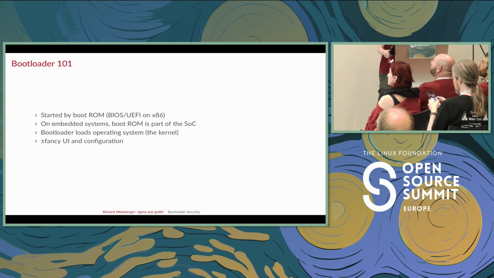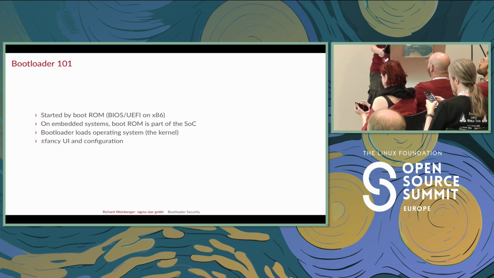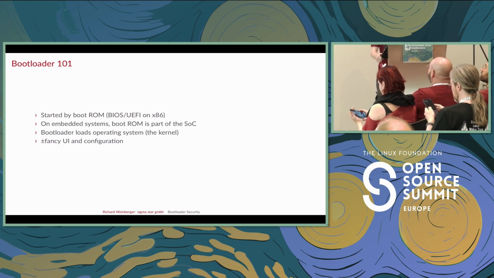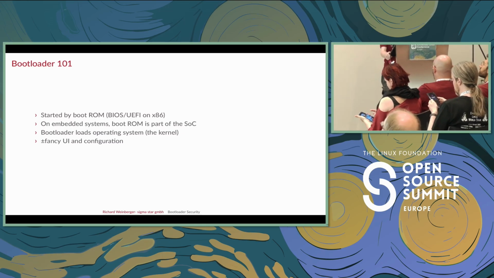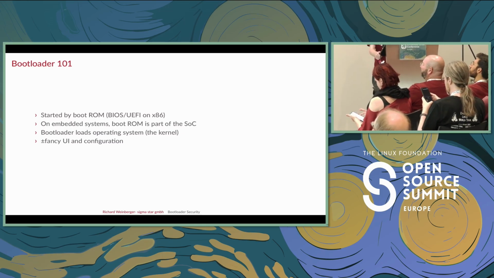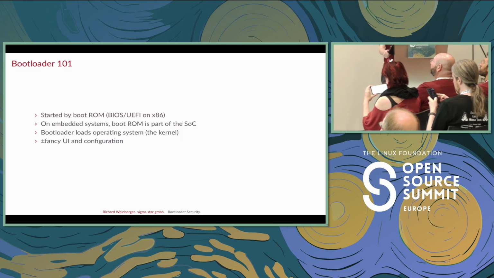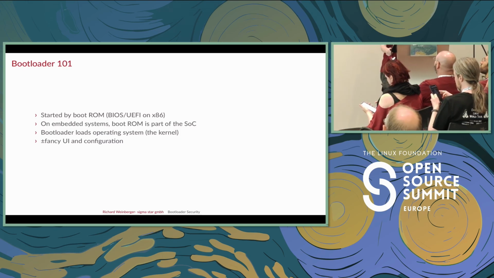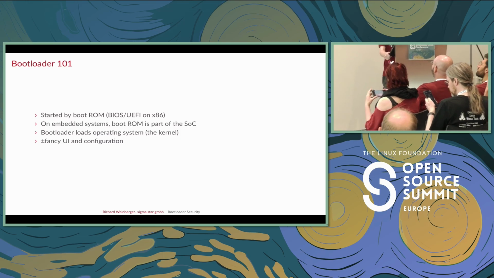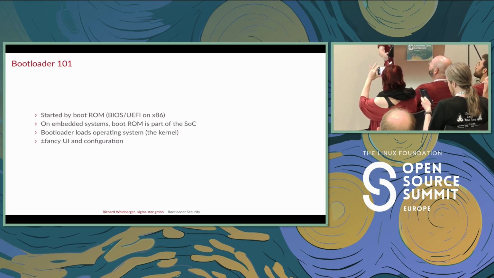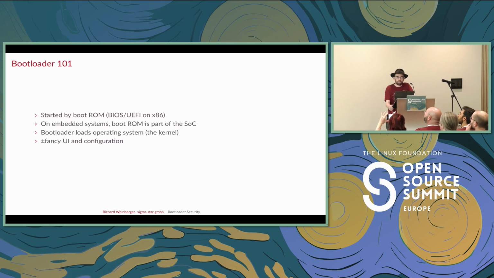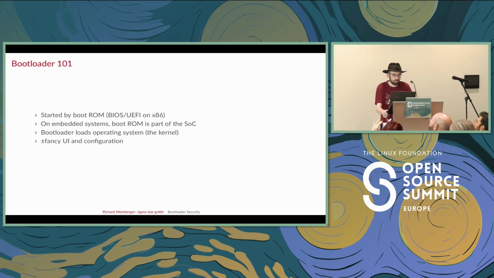Bootloader 101. I think it's not new that the bootloader is started by the boot ROM, or on the Intel architecture by the BIOS or UEFI. On embedded systems, the boot ROM is usually part of the system on chip. It's most of the time proprietary, and the bootloader is the first piece of software that you have under your control. Then the bootloader somehow loads the kernel, and depending on the bootloader, you have a fancy UI or not, and it's just an easy task.